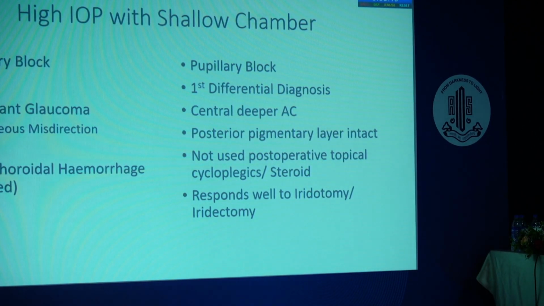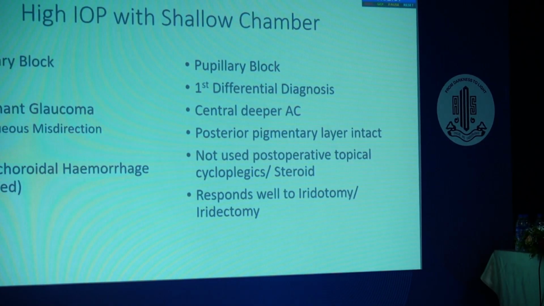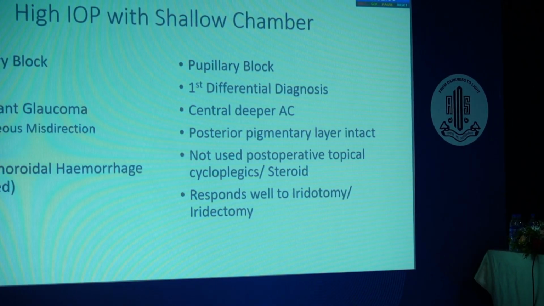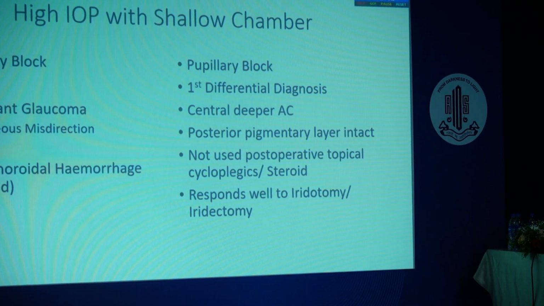Shallow chamber with high IOP, you can have three complications: pupillary block, malignant glaucoma, and suprachoroidal hemorrhage. Pupillary block is usually the first differential diagnosis, with a central deep chamber, and the posterior pigment layer will be intact, supposing your iridotomy has not been complete. The other problem is you may not have used sufficient steroid in the post-operative period. Because of inflammation, the PI would have got blocked, and it responds well to iridotomy. If you have the posterior pigment layer intact, you just do a small YAG to it and it will open up.